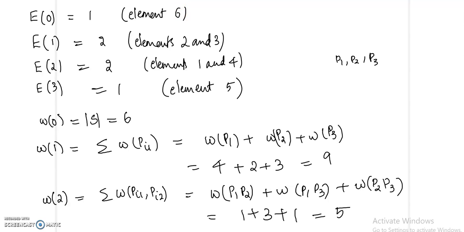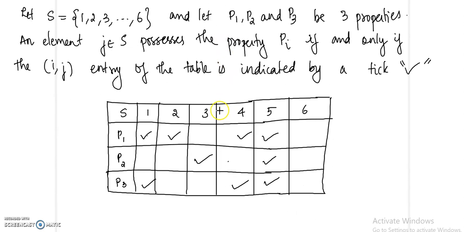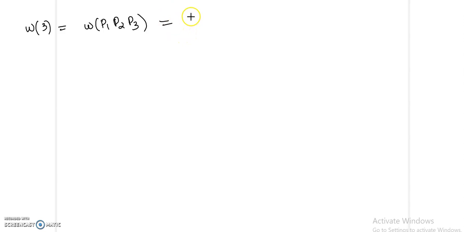Now let us look at the value of omega of 3. So there are 3 properties, so this will be omega of p1, p2, p3. Now we need the number of elements which possess the properties p1, p2 and p3. There is only one element that possesses p1, p2 and p3. So omega of 3 will be equal to 1.